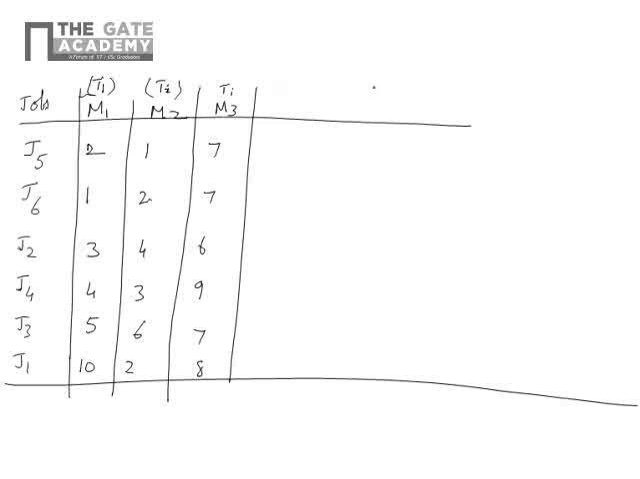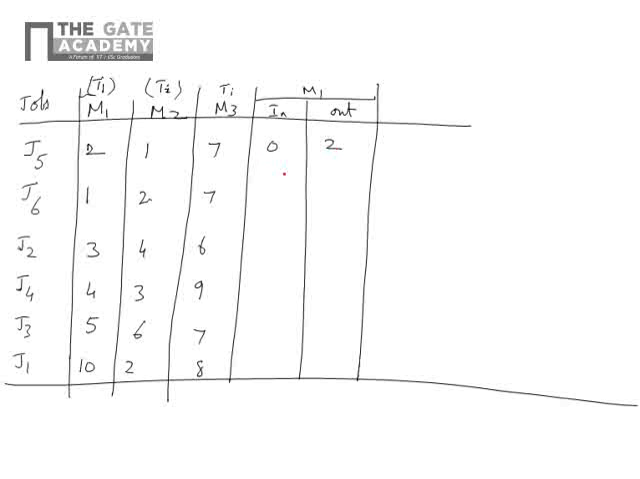So now we need to calculate the in and out time on machine 1 of each job. The first machine starts at 0 only. 0 plus 2 is 2. Then it starts again; the second job, job 6, will start after the second hour. So 2 plus 1 is 3. 3 plus 3 is 6. 6 plus 4 is 10. 10 plus 5 is 15. 15 plus 10 is 25.